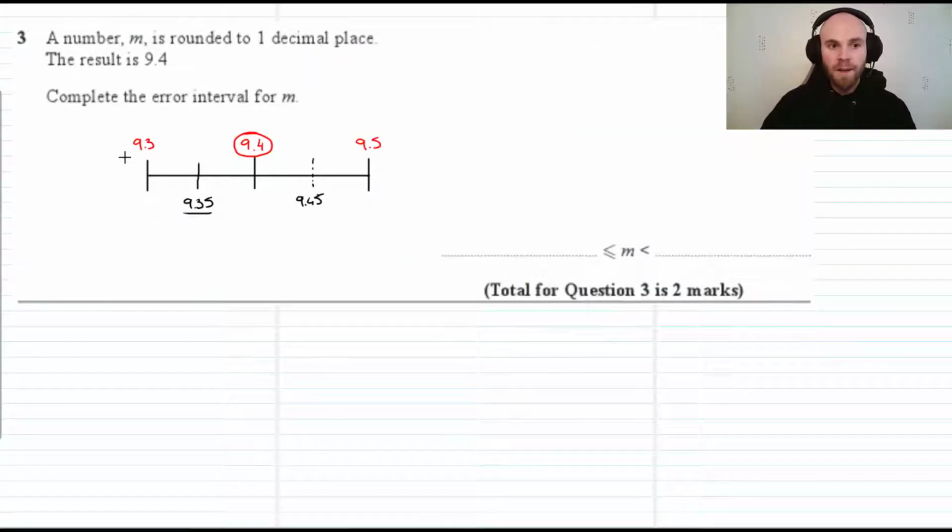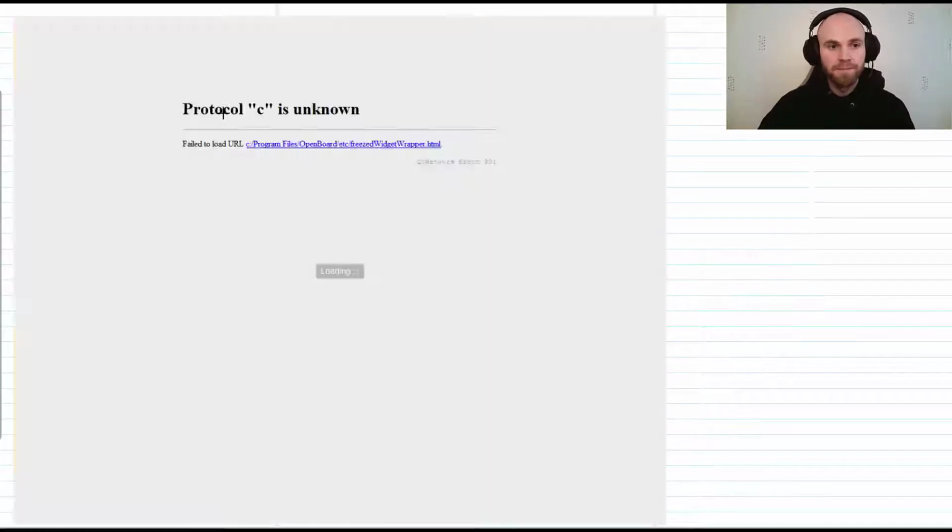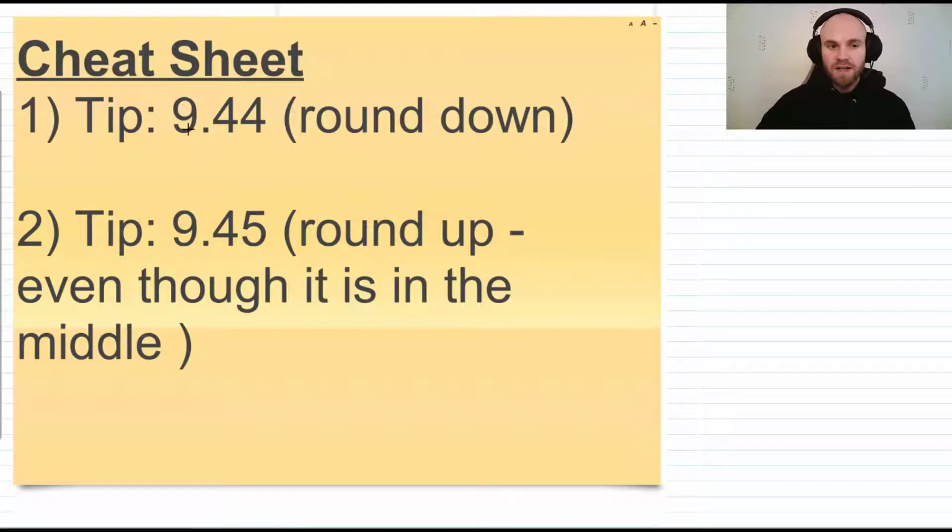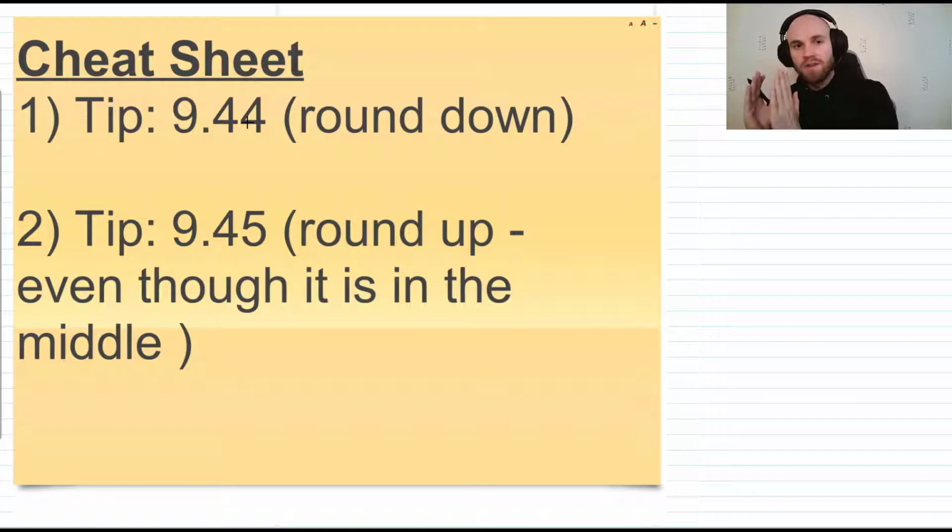Question 3. A number m is rounded to one decimal place. The result is 9.4. Complete the error interval for m. So if we go to the cheat sheet, a tip here is, if we have 9.44, we are going to round down to 9.4. However, if we have 9.45, even though it is right in the middle of 9.4 and 9.5, we are going to round up to 9.5. So if it's right in the middle, we always round up, not down.